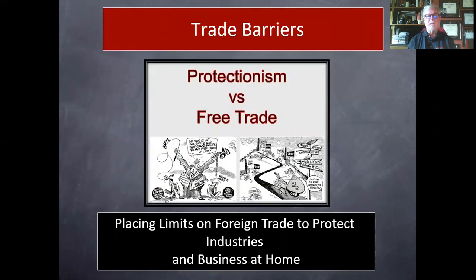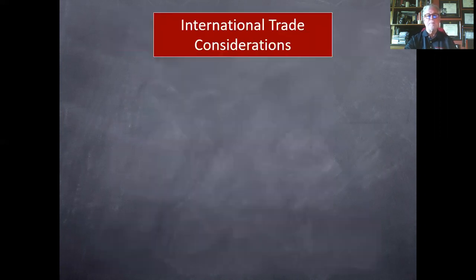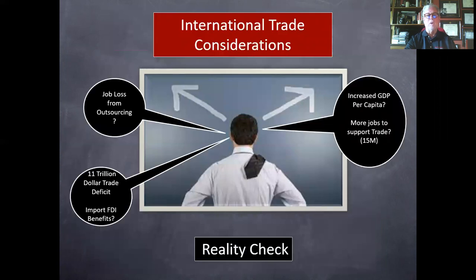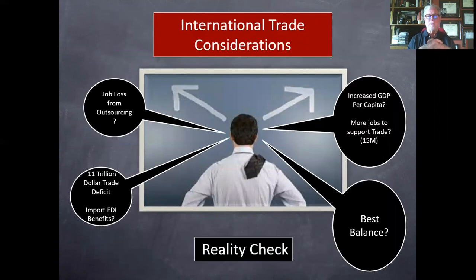We talked a little bit about protectionism and free trade. And again, protectionism is against everything that Adam Smith advocated. So when you look at all these things, if you're in business, number one, could there be a job loss from outsourcing? Will it increase GDP per capita? In other words, enrich the lives of people in terms of spending? Will more jobs be created to support international trade?